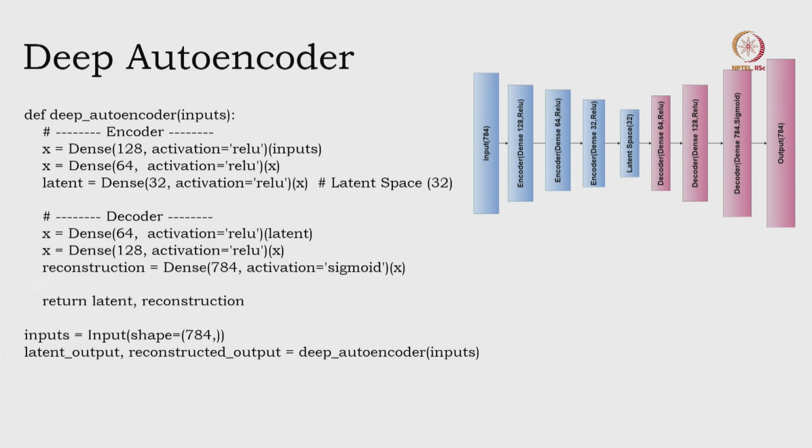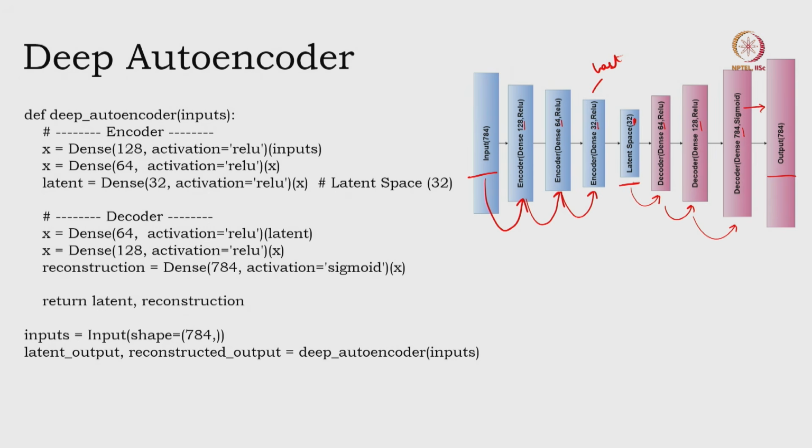So you see, input is 784, output is 784. The input is first passed to a hidden layer which has 128, that is then passed to the next hidden layer which has 64, which is then passed to the next hidden layer which has 32. Since it is the last layer, the output of that will be the latent. Since it is 32, 32 will be the output. That is then passed to a decoder which has 64, then 128, then 784. The output of this will be 784 values.